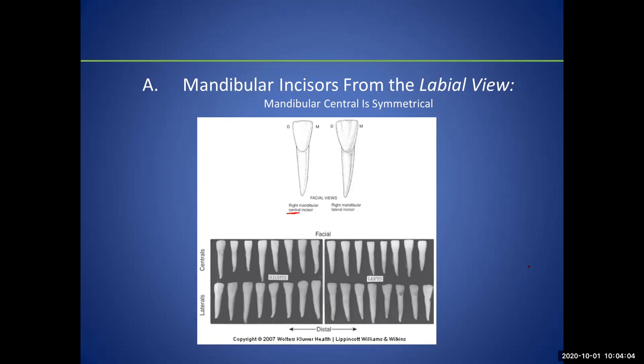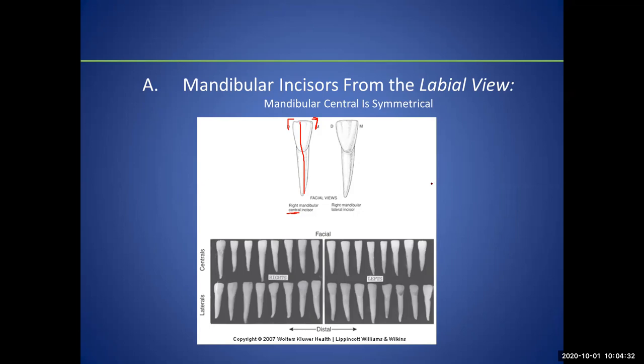So that's one thing, but if you just had one tooth to look at, be it a central or a lateral, how would you tell the difference? The mandibular central is symmetrical, right? The mesial incisal edge and that distal incisal edge are almost the same. They're symmetrical. It's a straight up and down tooth.